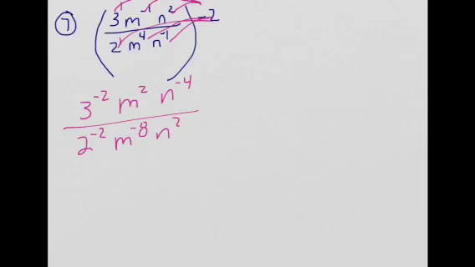Now we need to get the negative exponents positively happy. So the 3 squared is going to go down to the denominator. The 2 squared is going to go up to the numerator. The m squared is going to stay in the numerator, but the m to the 8th is going to go up to the numerator. The n to the 4th is going to come down to the denominator, and the n squared is going to stay in the denominator.